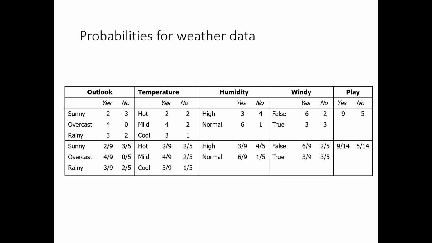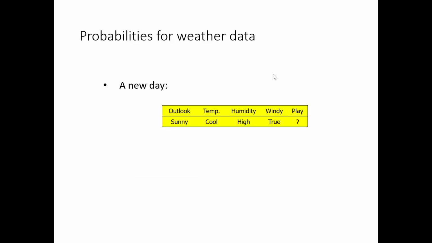Now, given this table, and this is the model, remember, in naive Bayes, this will be the model. So now let's look at how to calculate the probability values. Probability values are used when you get a new day. So here is a new day. We have to calculate values for yes and no, right? So you have to calculate the values for yes and no.